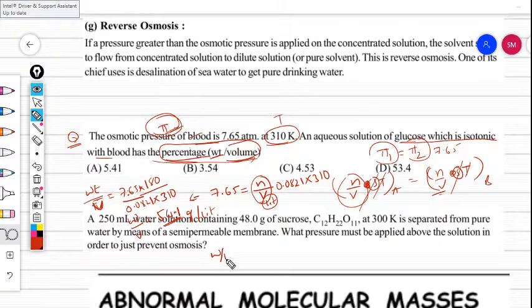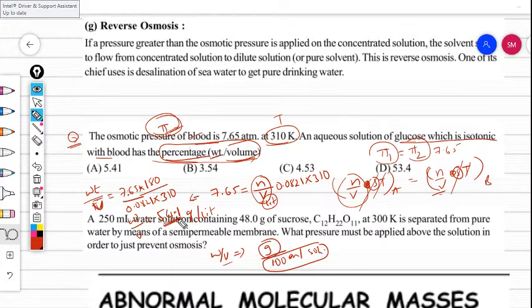But he asked for the percentage. What is weight by volume percentage? It is the number of grams of solute present in 100 ml of solution. So the volume will be 100 ml and the weight will be in grams.